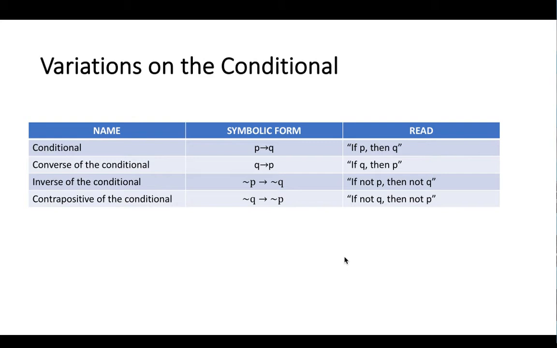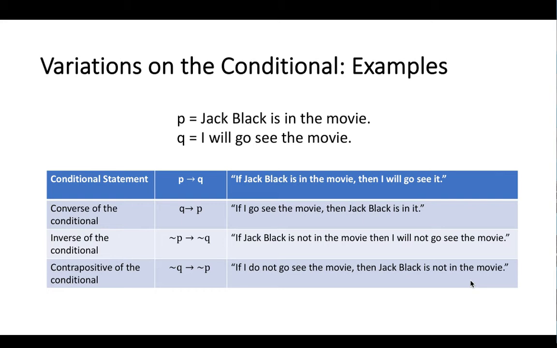So remember, when we're writing the variations, it's the order and the negation that is the change. So let's look at an example of a statement, and let's go through all the different variations. I'm going to take two statements. The first statement, P, is Jack Black is in the movie. Who doesn't love Jack Black? And Q, I will go see the movie. So the conditional statement that we're starting with is if P then Q, which with these specific statements is: if Jack Black is in the movie, then I will go see it.